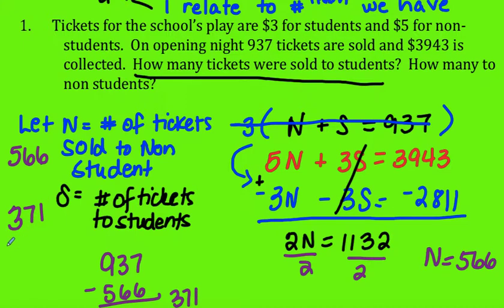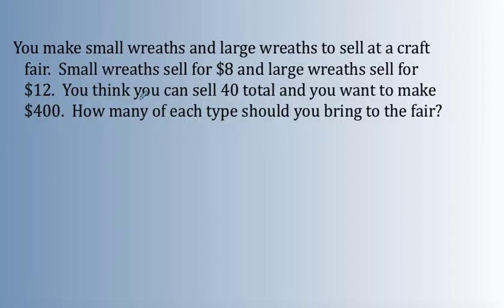All right, now what I'd suggest is on this next example, you try it and see if you're right. So see if you can set up your equations. Again, you make small wreaths and large wreaths to sell at a craft fair. Small wreaths sell for $8, large wreaths sell for $12. You think you can sell 40 total and you want to make $400. How many of each type should you bring to the fair? So if you want to try it on your own, press pause, try it, and then come on back while I do it.